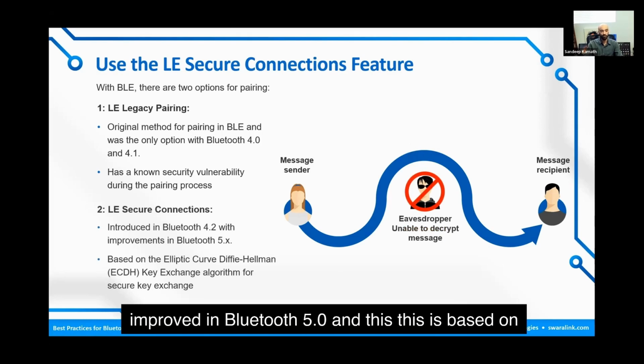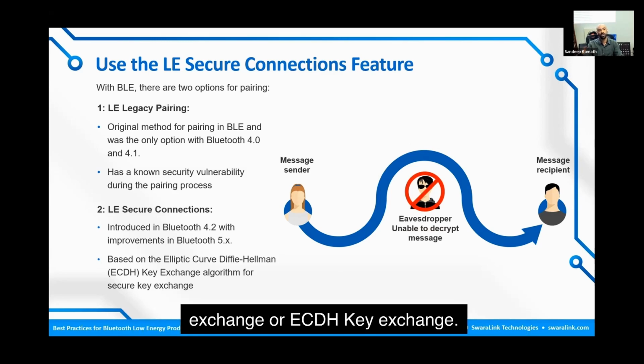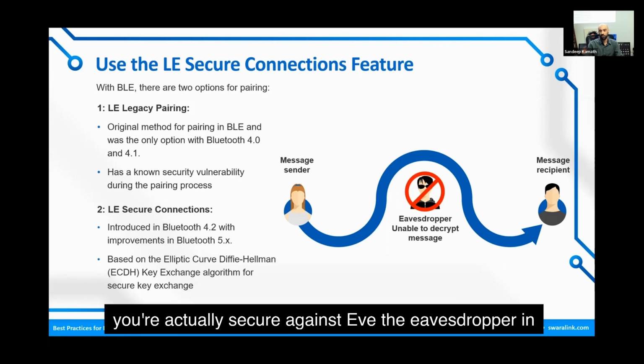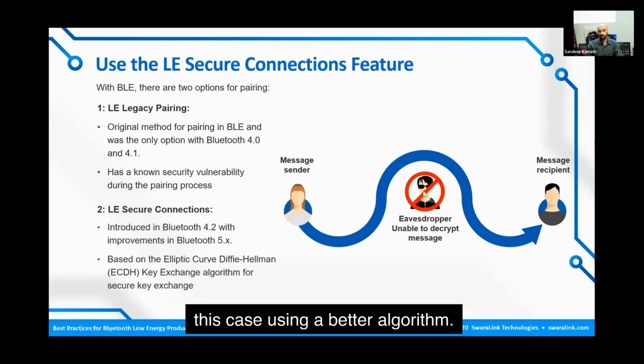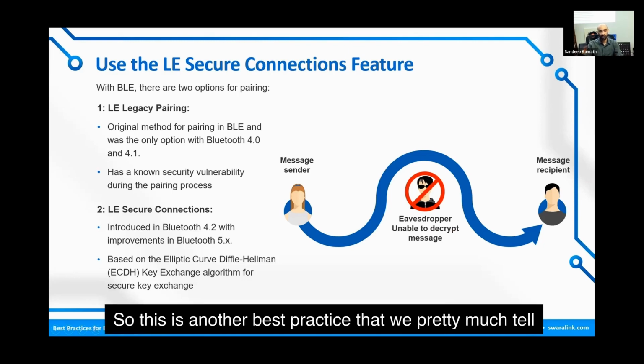And this is based on what's called elliptic curve Diffie-Hellman key exchange, or ECDH key exchange. And by using the LE Secure Connections feature, you're actually secure against Eve the eavesdropper in this case, using a better algorithm. So if you're not using this algorithm, you don't really have security in your product. So this is another best practice that we pretty much tell everyone for every product: always use LE Secure Connections.